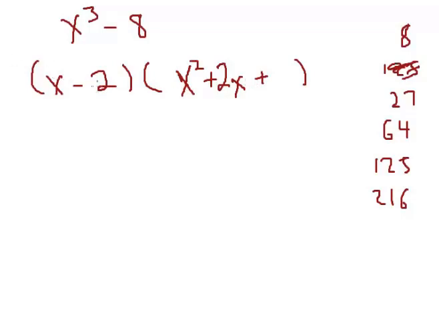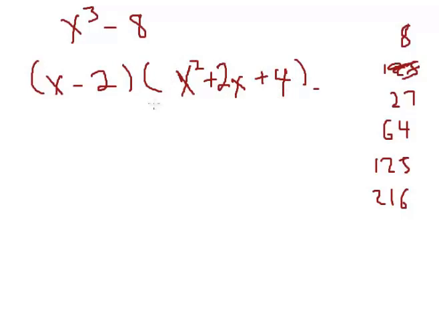Kind of like the difference of two squares. Then the last term is going to have to be whatever you need to multiply up to get the last number over here, which is negative 8. Remember, the last terms are just going to multiply by each other to get this term over here. So in this case, it would be 4, because it's necessary to have a 4 to multiply up to negative 8.